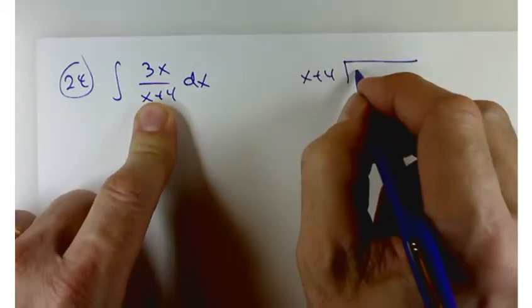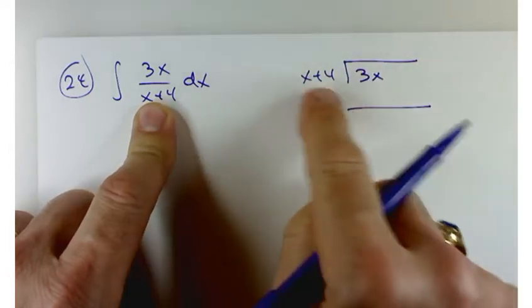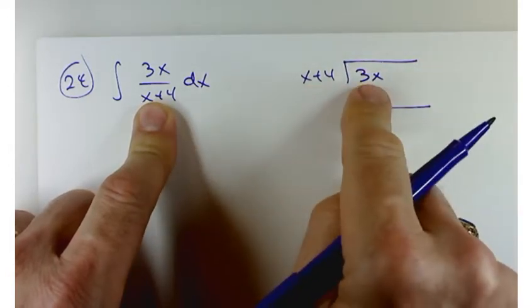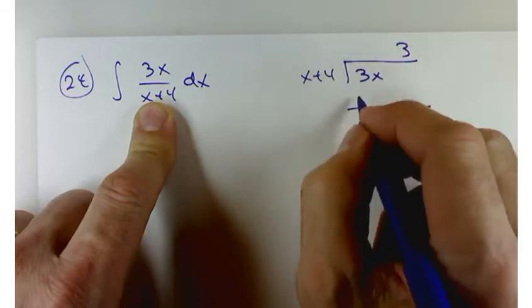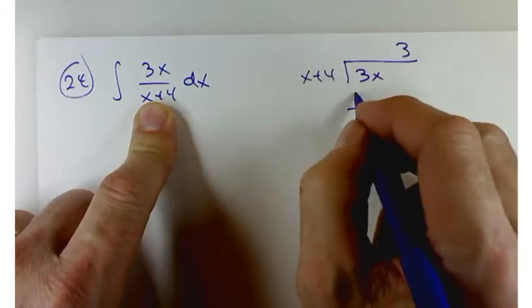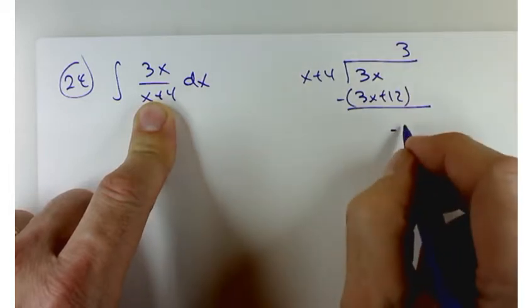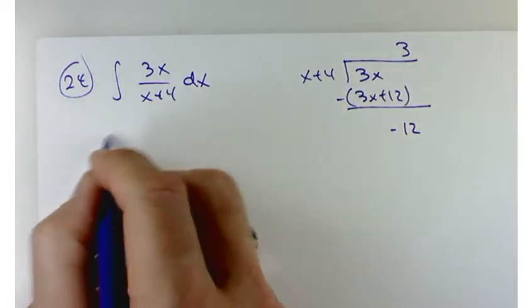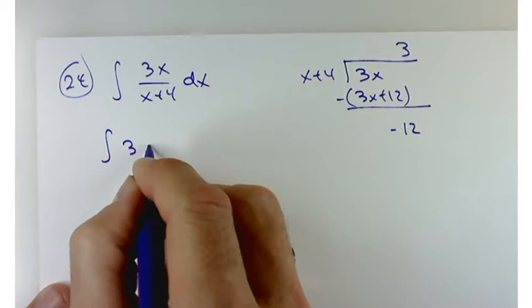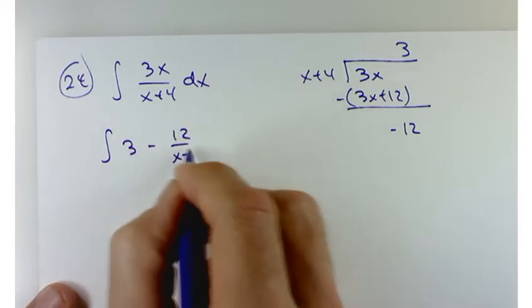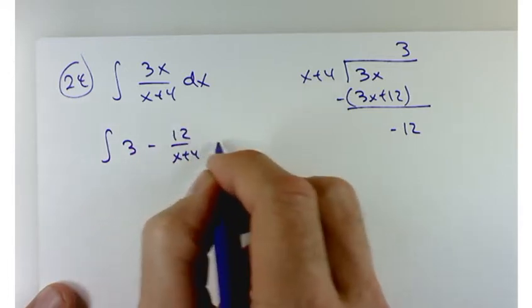X plus 4 into 3x. What do you multiply this by to get the 3x? 3. 3 times that gives you 3x plus 12, but then you have to subtract it, and you end up with a minus 12 as a remainder. So this is the integral of 3 minus 12 over x plus 4 dx.